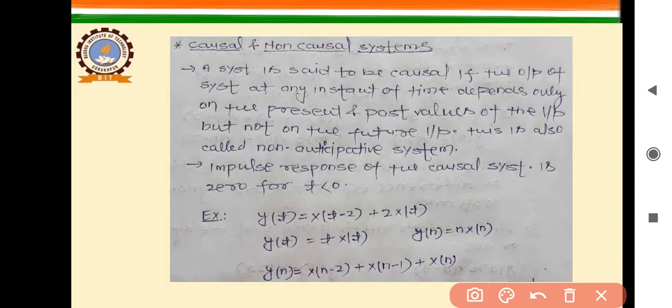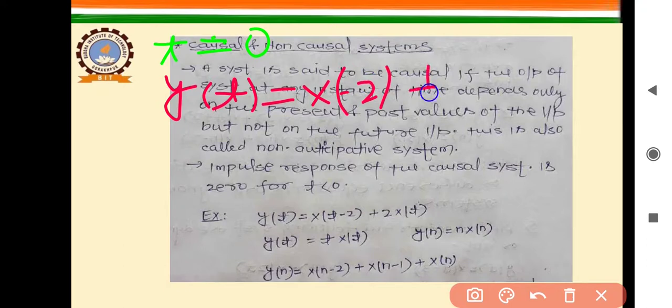The examples for the causal system are y(t) = x(t-2) + 2x(t). In this example, for every value of t, the output of the system depends either on the past value of the input or on the present value of the input. For example, for t equal to 0, y(0) = x(-2) + 2x(0). This is the present value of the input and this is the past value of the input. Because the output depends on past and present values of the input, this system is a causal system.